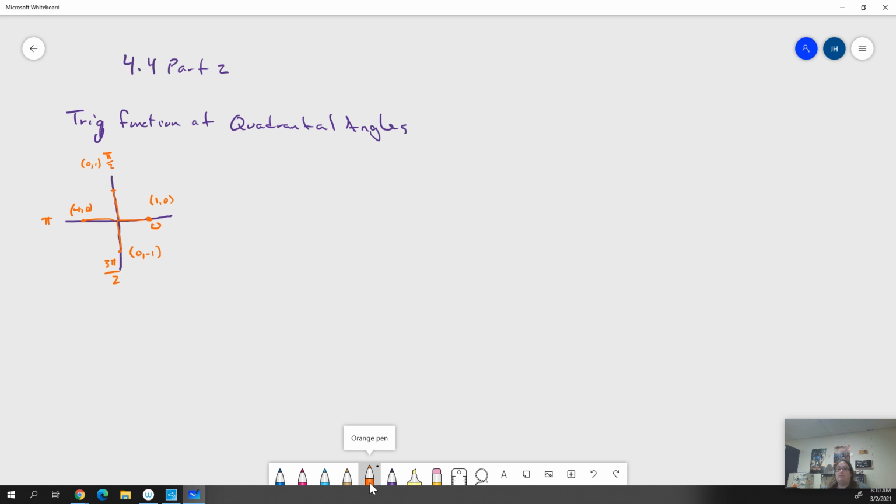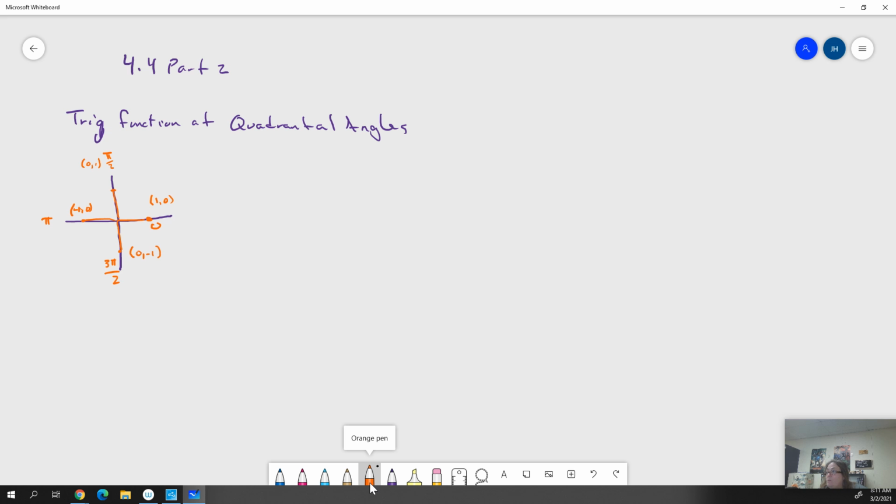And so we have these points, and what we consider each of these points to be, this pi over 2 angle or 90-degree angle, that is one of our quadrantal angles. This line right here is another, that 180-degree angle is a quadrantal angle, right? 3 pi over 2 is a quadrantal angle. So we're talking about the angles that are sitting right on the axes. That's all it means. That's all quadrantal angles are.